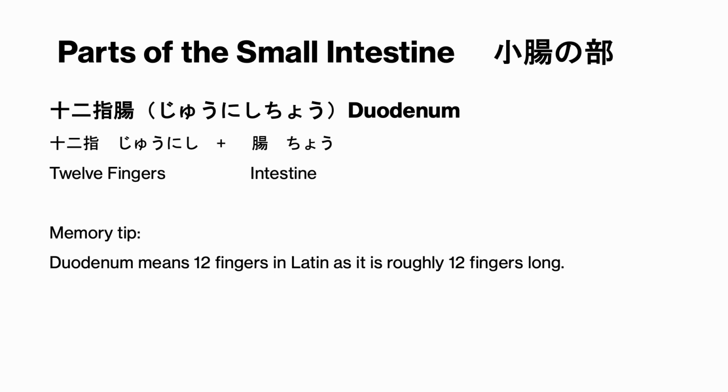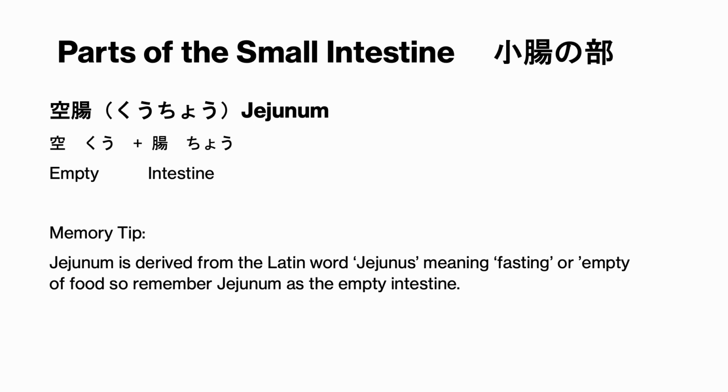So the next part of the small intestine is the jejunum, which in Japanese is kucho. Now breaking down the kanji kucho, we have the kanji for empty, which is ku, and the kanji for intestine, which is cho, together kucho or empty intestine. And a little memory tip, the jejunum is derived from the Latin word jejunus, meaning fasting or empty of food. So remember the jejunum as the empty intestine.